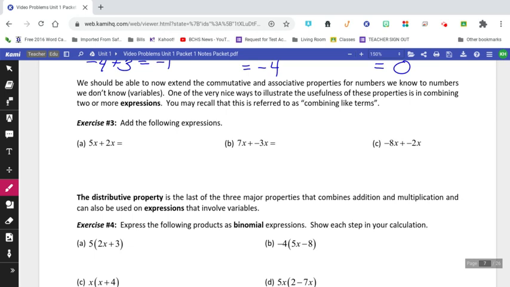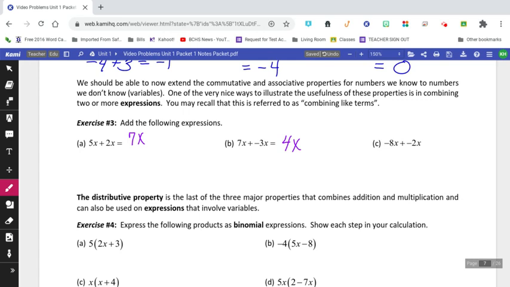So for 3a here, 5x plus 2x, all we're doing is adding 5 plus 2 and then sticking the x back on. Okay. For b, we already have plus negative. So we have 7x plus a negative 3x. Well, we're up at 7, we're going down 3, so we end up at 4x.